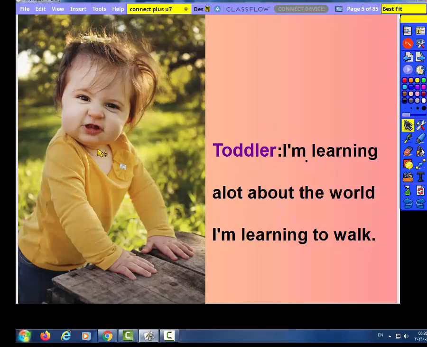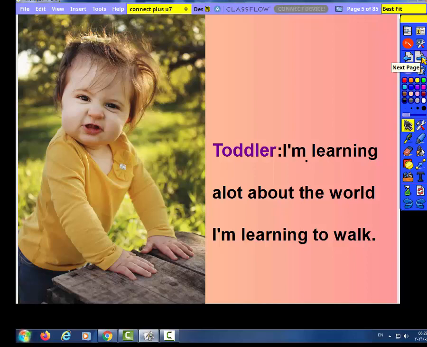Toddler. I'm learning a lot about the world. I'm learning to walk. So toddler means he's learning to walk. Do you have a toddler in your home? Yeah, I like them so much.